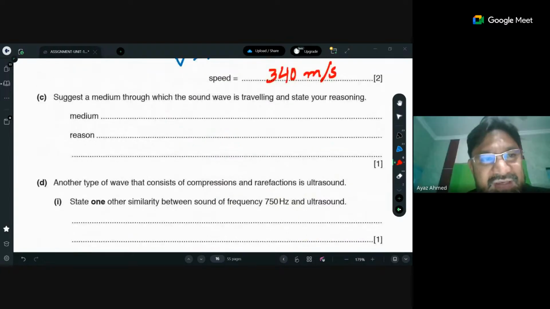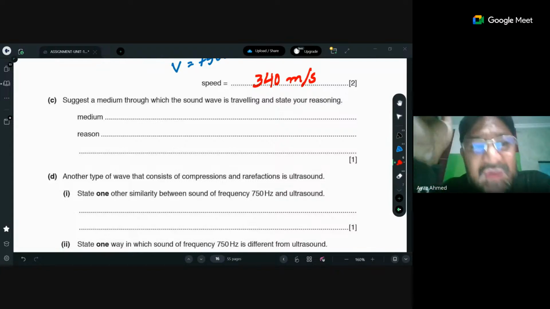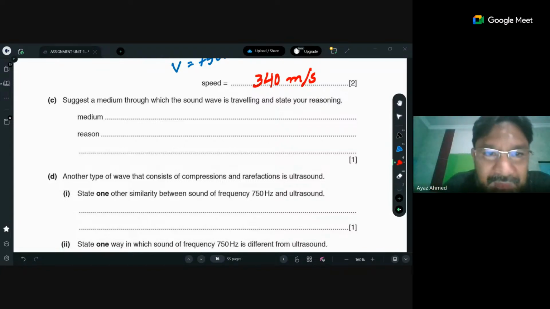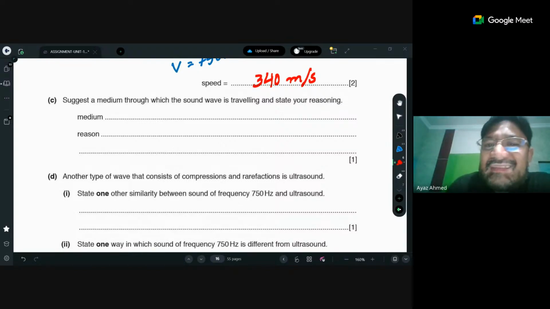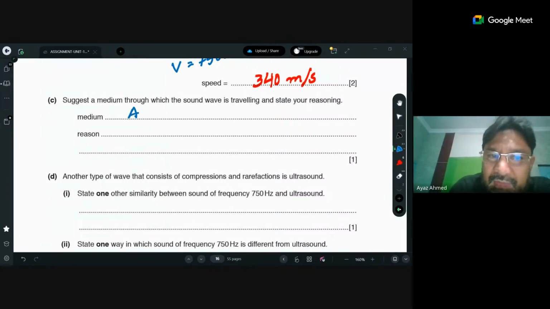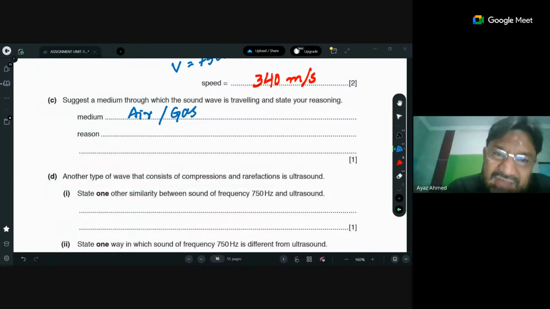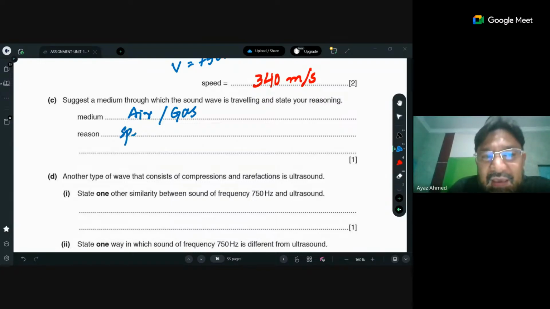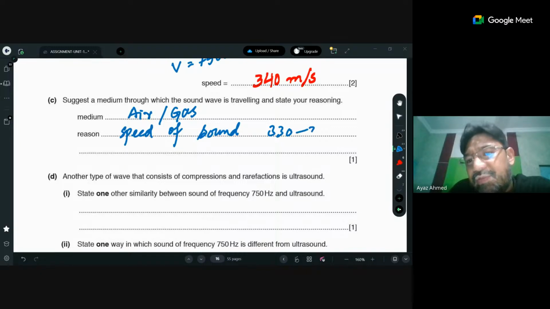Now suggest the medium through which the sound wave is traveling and state your reason. So it is 340. Which medium is supposed to be this? Air, or you can say gas, because the reason is obvious: the speed of sound in air is almost from 330 to 340 meters per second.